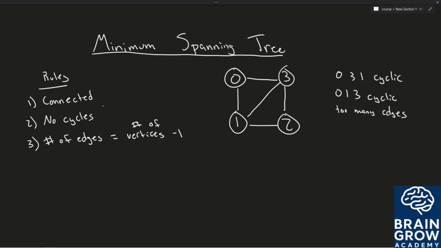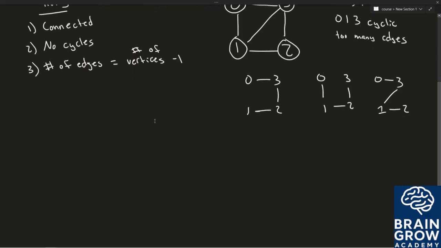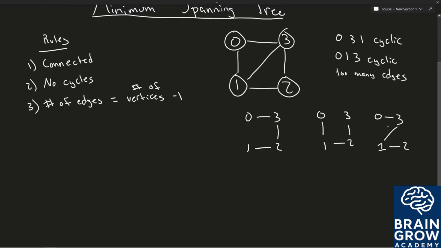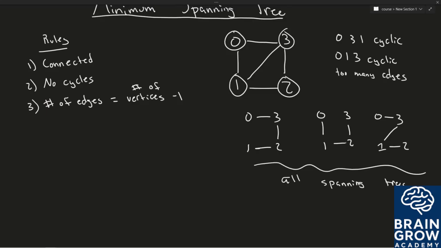So for us to make this a spanning tree, we can do 0 to 3 to 2 to 1. That's a spanning tree. We can do 0 to 1 to 2 to 3. That is a spanning tree. And we can also do 0 to 3 to 1 to 2. And that is also a spanning tree. And we can continue making more spanning trees out of this, but I just wanted to show you some examples of what a spanning tree looks like. So these are all spanning trees.